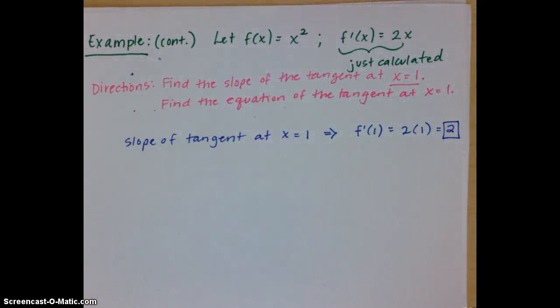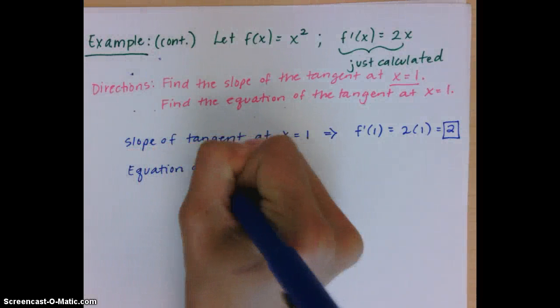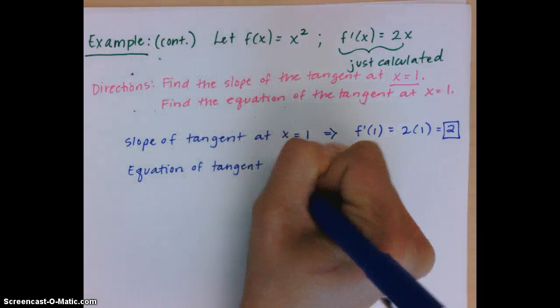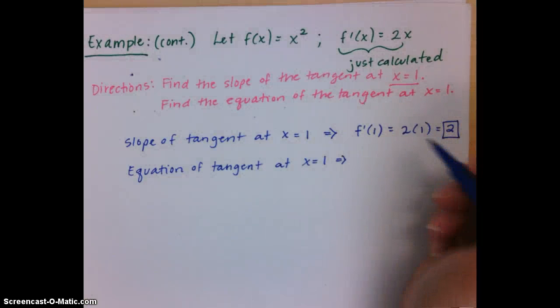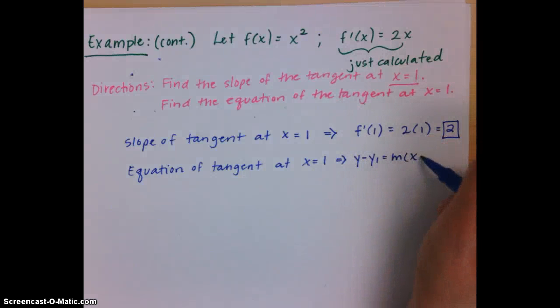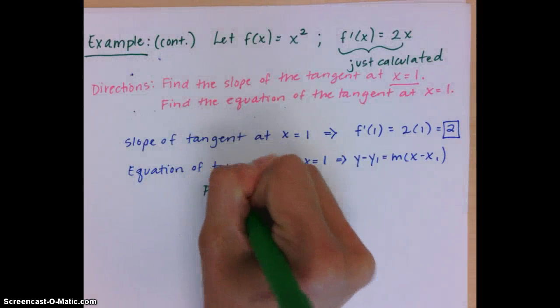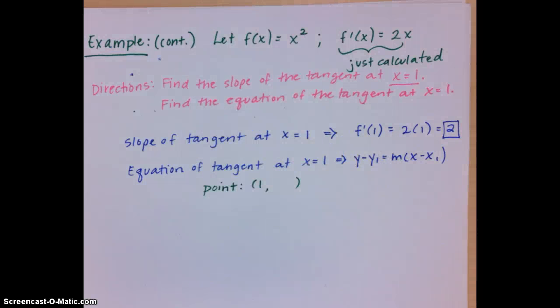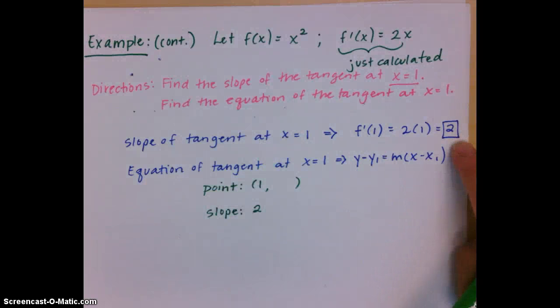Okay, so we know the slope of the tangent line. Let's write the equation of the tangent line at that point. So think about your point slope formula. Y minus y1 equals m times x minus x1. That's how we write the equation of a line, using the point slope formula. So the point that we're interested in is the point where x equals 1. The slope we found just a second ago was 2.